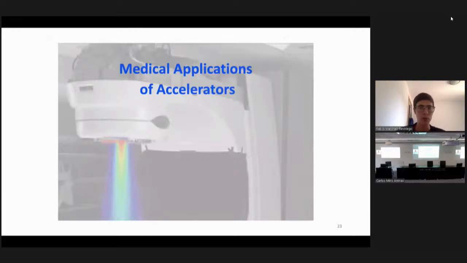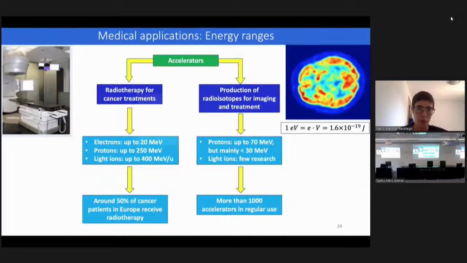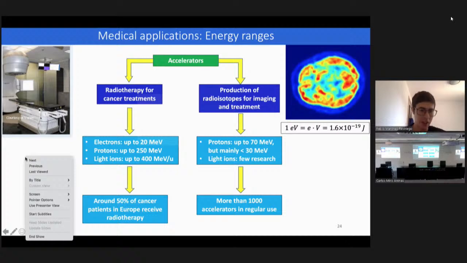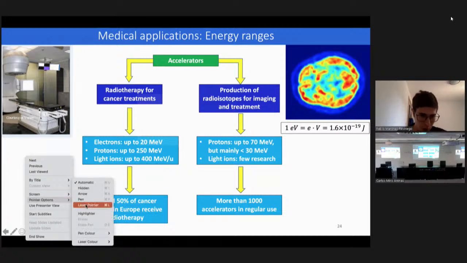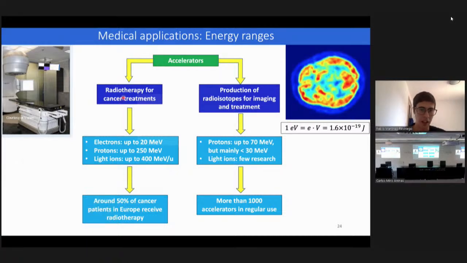Okay, so now we move to the medical application of accelerators. Basically, accelerators are applied in medicine in 2 fields: radiotherapy for cancer treatments, and also production of radioisotopes for imaging and treatment. In the case of radiotherapy, typically electrons up to 20 MeV, protons up to 250 MeV, and light ions up to 400 MeV per nucleon are used.